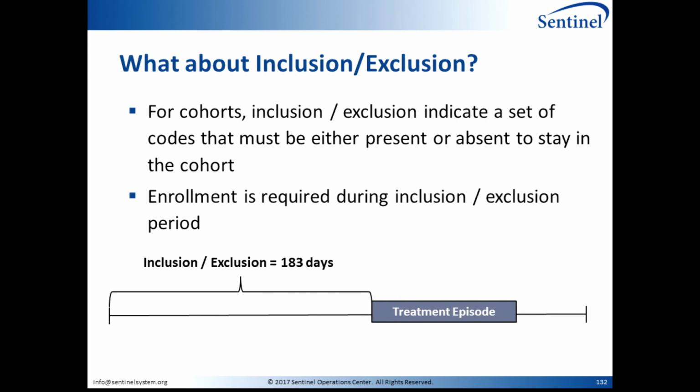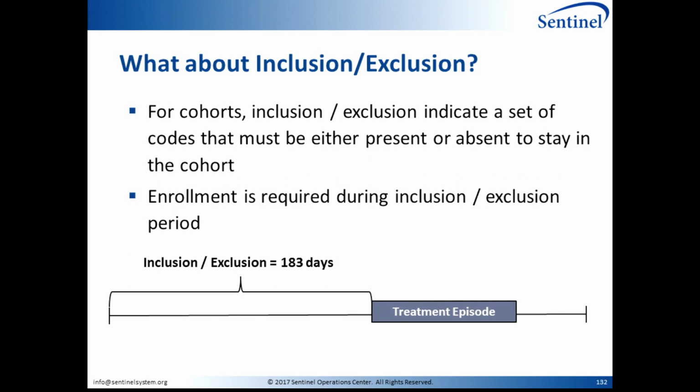So let's go to our SGLT2 example. One of the things that we could do is we could say, I want to look at any new starter of an SGLT2 medication. But then I might want to do a sensitivity analysis that says, I want to kick out of my cohort anybody who has a type 1 diabetic code in that period of time. Or I want to kick out anybody that has insulin as a prescription during that period of time.